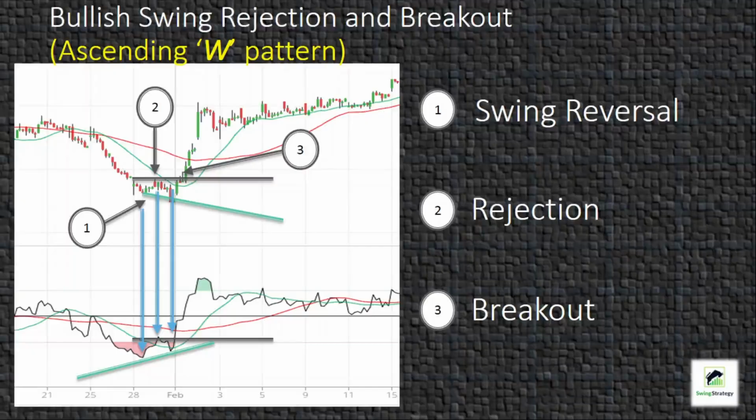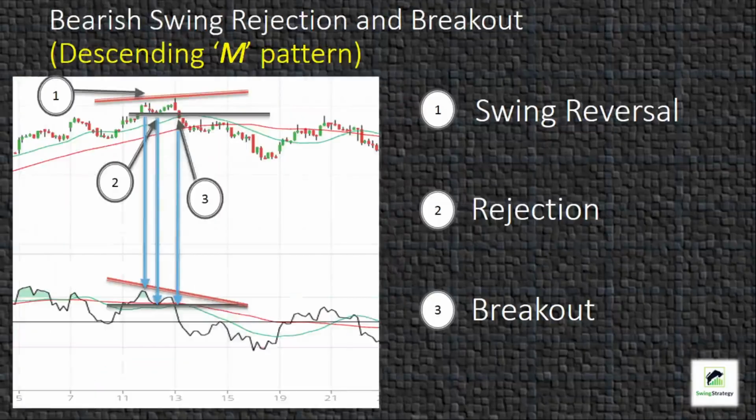First, we'll see the concept called bullish swing rejection and breakout. It is also called an ascending W pattern. Actually, it is a magic formula used by advanced traders to locate accurate reversal positions. It has 3 stages. The first stage is a reversal happens after a fall in price. Second, a rejection of reversal happens. In the third stage, a breakout happens above the level of rejection. This price action forms an ascending W pattern.